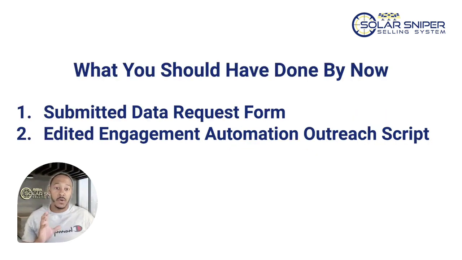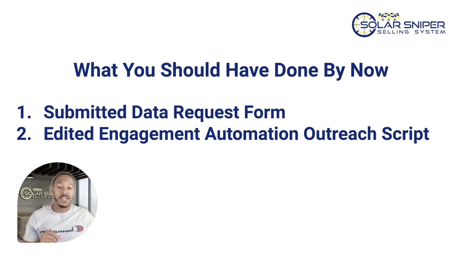Okay? So here's what you should have done by now. In module 1, which was the Dream Company Sniper, you should have submitted your data request form. And then in module 2, which was part 1 of the engagement automation outreach script, you should have edited your outreach script. Now, if you haven't done any of those, you need to go back to the previous videos before we can move into this one.